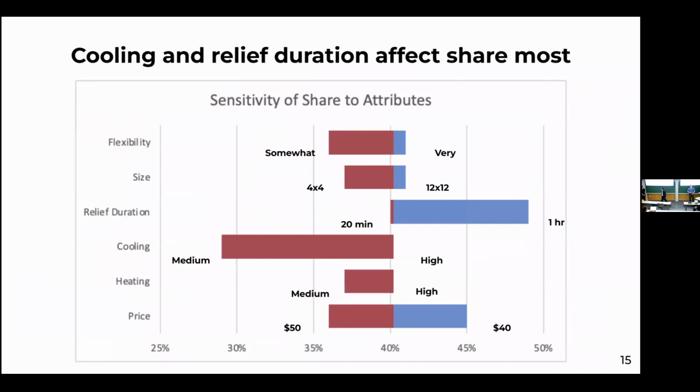We then ran a sensitivity analysis on our potential market share by varying the levels of these attributes. For example, shifting from a high cooling sensation to a medium cooling sensation actually reduces our market share by a considerable amount. But similarly, increasing the relief duration from 20 minutes to 1 hour increases it from 40 to approximately 48%. And price, as you would assume, fluctuates it both positively and negatively around the baseline.